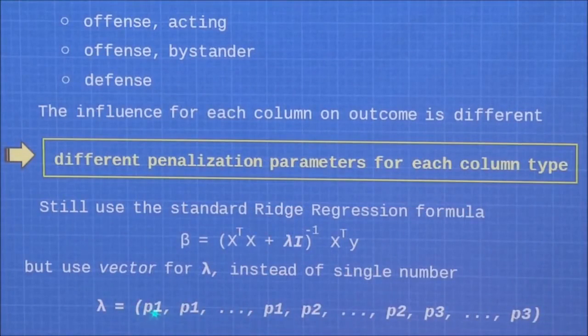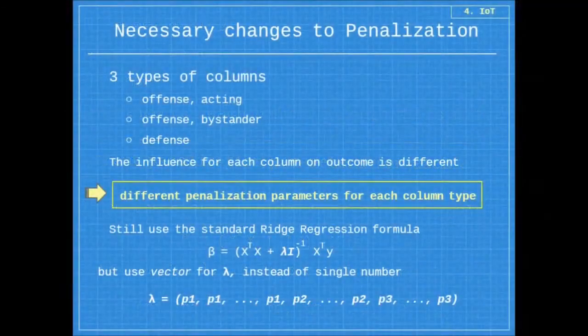What we do is essentially this: P1 here is the penalization value that we're going to use for shooting or for being the rebounder, and P2 would be the penalization value we have for being on the court while somebody else shoots or somebody else could potentially grab a rebound. Well, P3 would be the penalization value for defense.